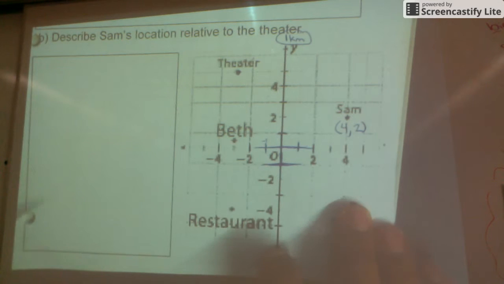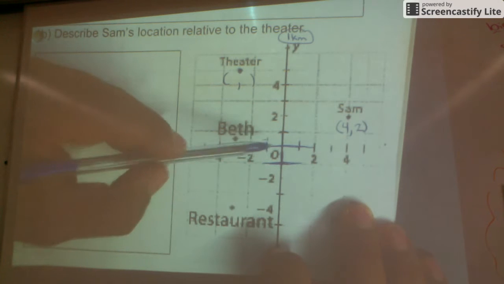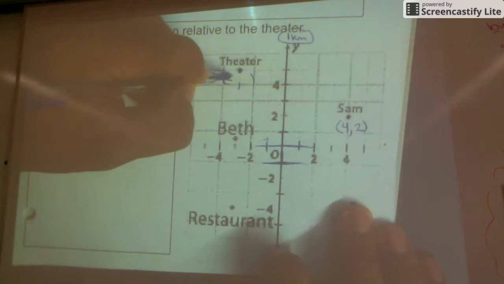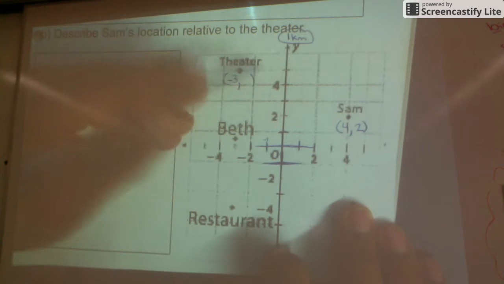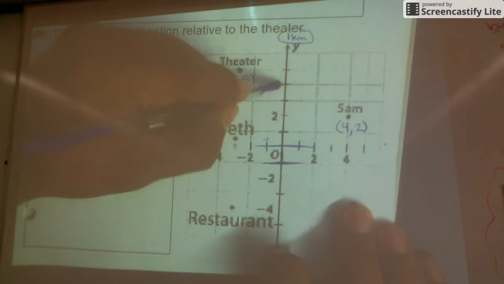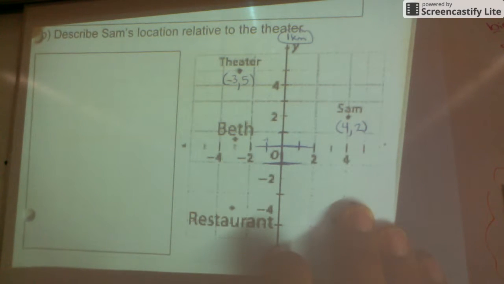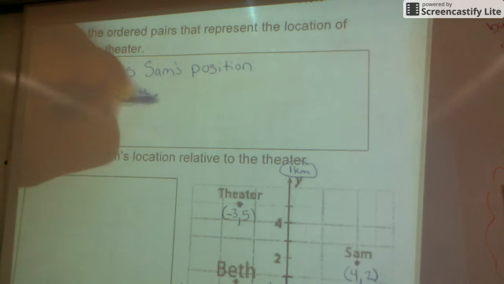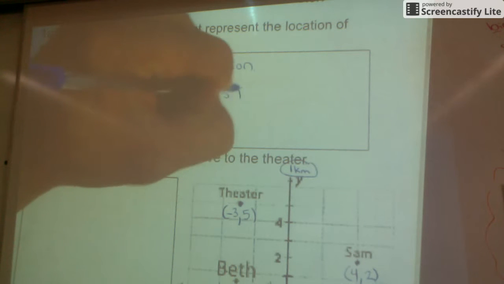If I look at my coordinate, I can see my x-axis is going to be negative 1, negative 2, negative 3, because it's going to the left 3, and it's going to go up 5. I can tell because this is 2, 4, and the number right here after 4 is going to be 5. So I found the theater's position is negative 3, 5.